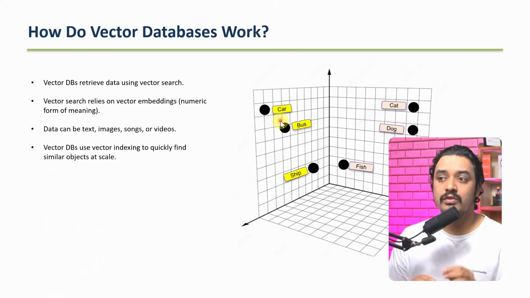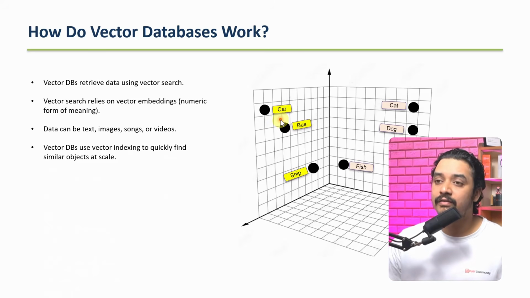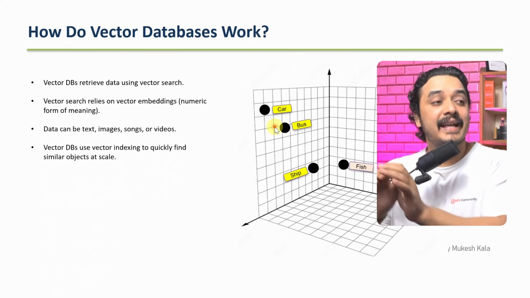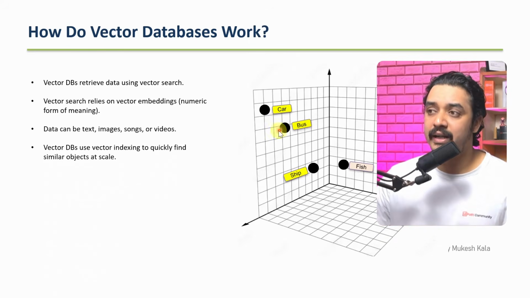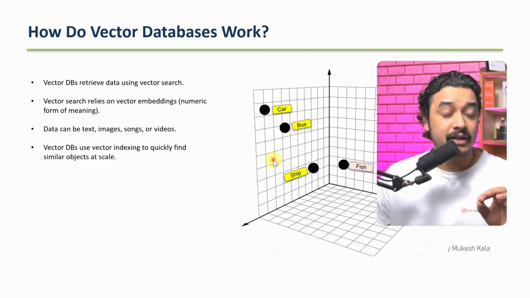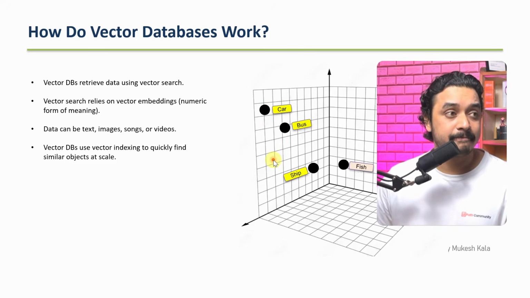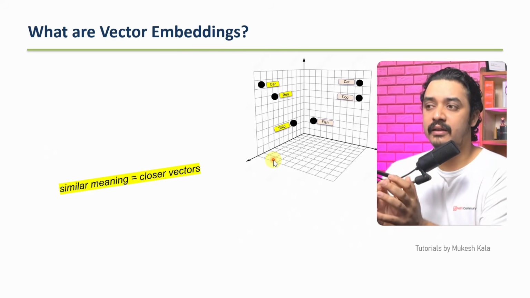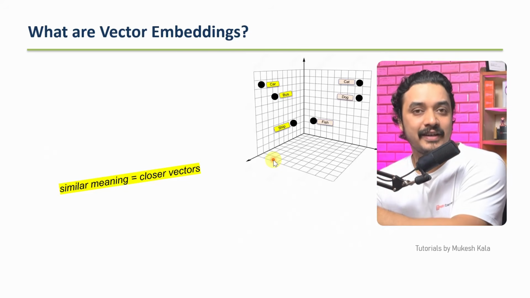Vector databases use vector indexing to quickly find objects at scale when the volume grows. Lastly, vector databases use vector indexing. It is able to index the embeddings of the vector and find the element. In simple words, similar meaning means closer vectors.